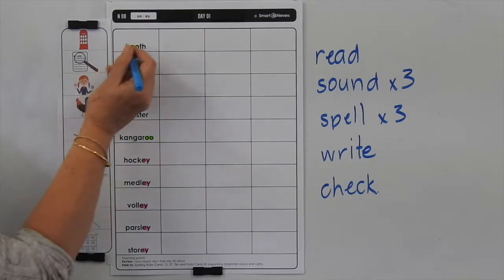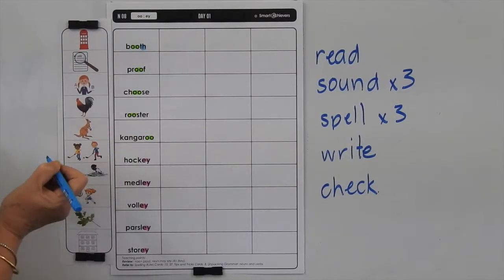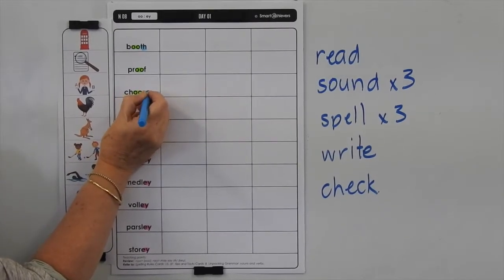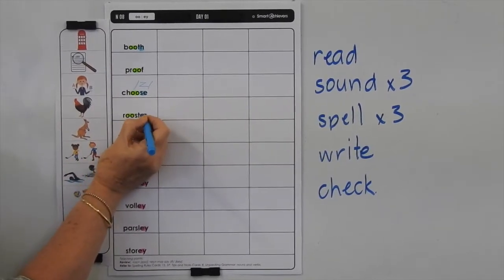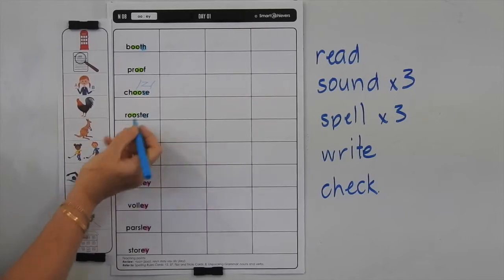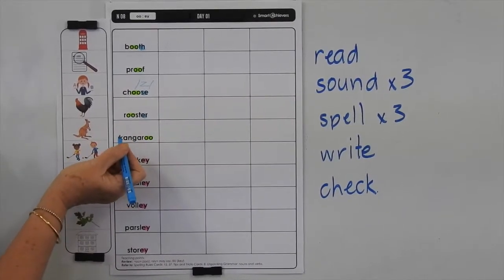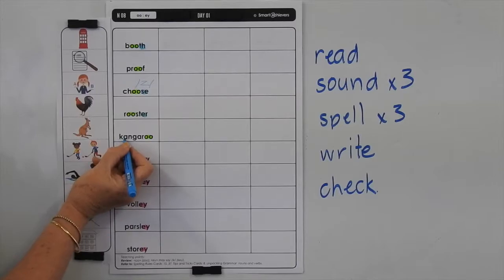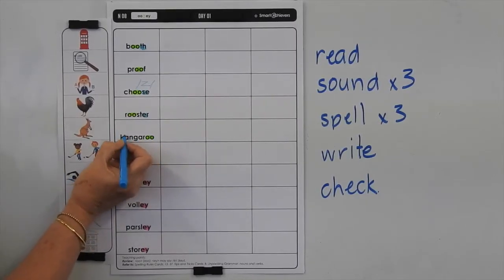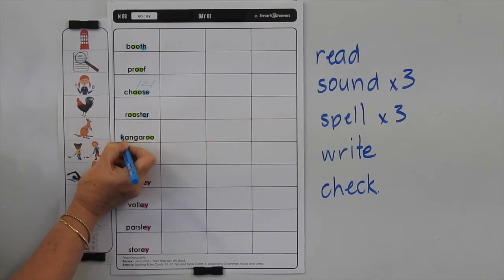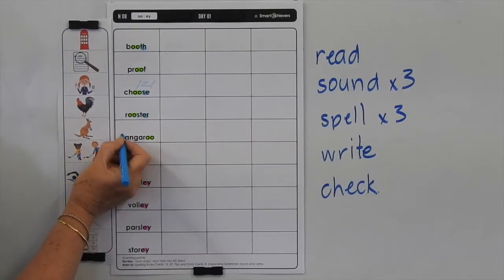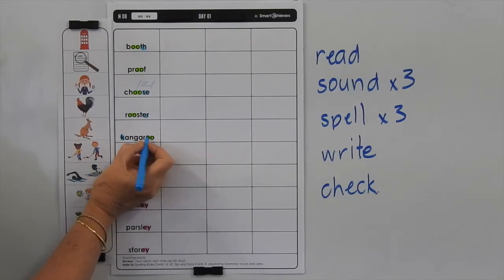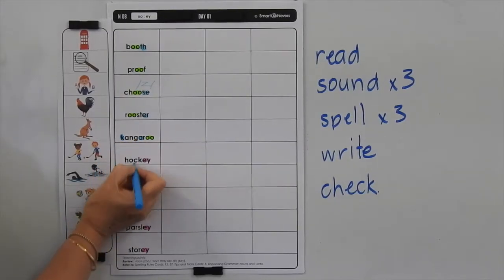happening in these words. So we've got the TH making the sound on the end of booth. Choose, we often use SE at the end of a word for the Z sound. Rooster, we've got the ER at the end making that schwa sound. Kangaroo, now because this is not an English word, we've got the K being used before an A, which is quite unusual. Usually we would use a C before an A for the K sound, but here we're using a K. It's not an English word. It's an Australian word. Kang-ar, you've got the AR sound in there too.